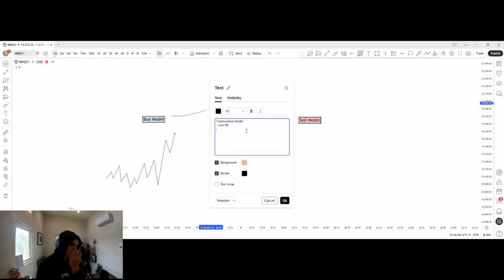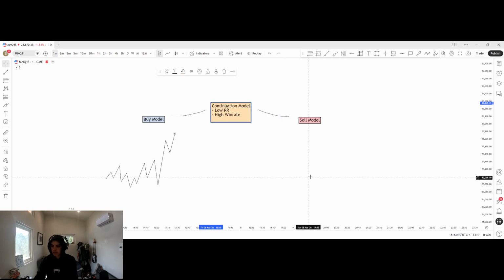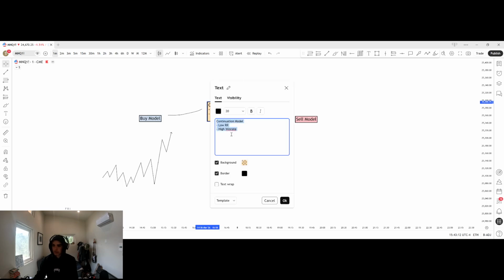and taking a reversal trade, whereas it's more uncertain. And what else? High win rate is also what I'm looking for. Yeah, so that's kind of the basics. I'll delete this. And I just want 1 to 2 trades per day.